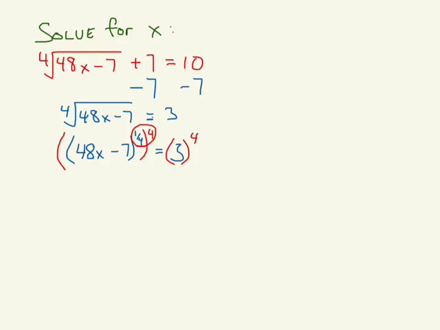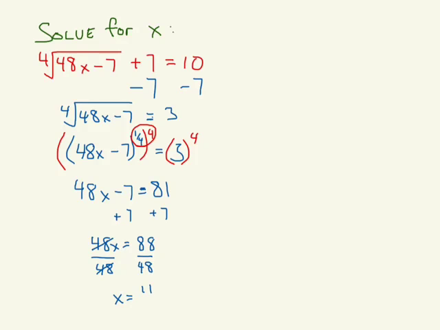And that's what's going to leave us with the simple 48x minus 7 equals 81. 3 to the 4th power is 81. And when we add our 7 to both sides, we can start to get a feel for what x is going to be in this case. Looks to me like it will be a fraction. Both 88 and 48 are divisible by 8. So let's reduce that by 8 and we'll get 11/6 as our solution.